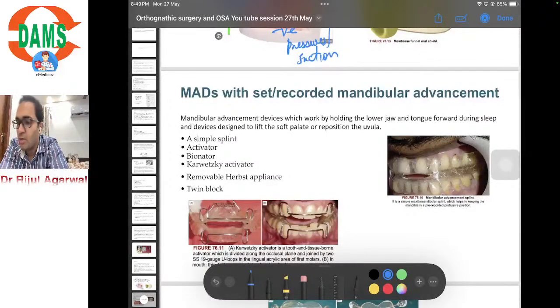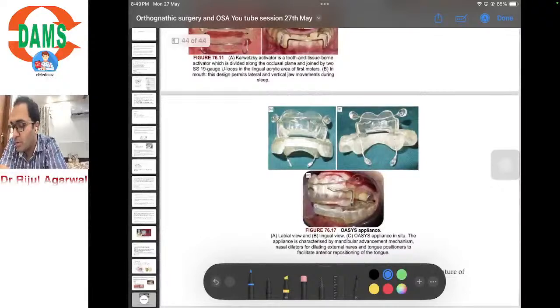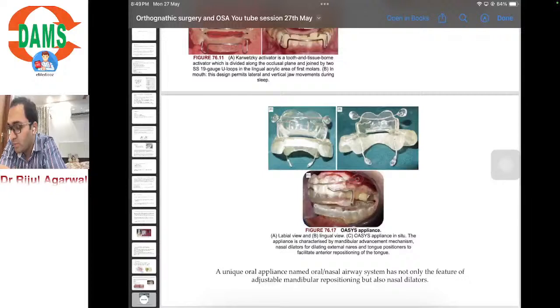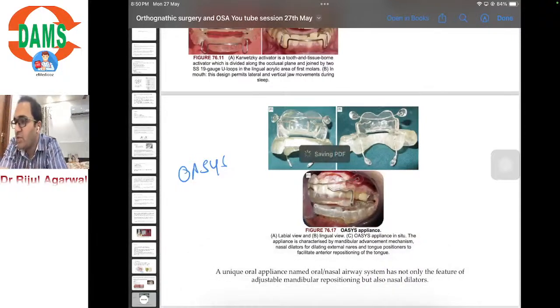But here we are not giving these appliances for growth modification. Here we are just giving the appliances so that the patient brings his or her mandible forward and in turn increases the volume of the airway. This last one is the most common appliance which is used, that is the OSS appliance. This time in the INI exam, a lot of appliance images have come, that's why I have mentioned them here. That is the OSS appliances.